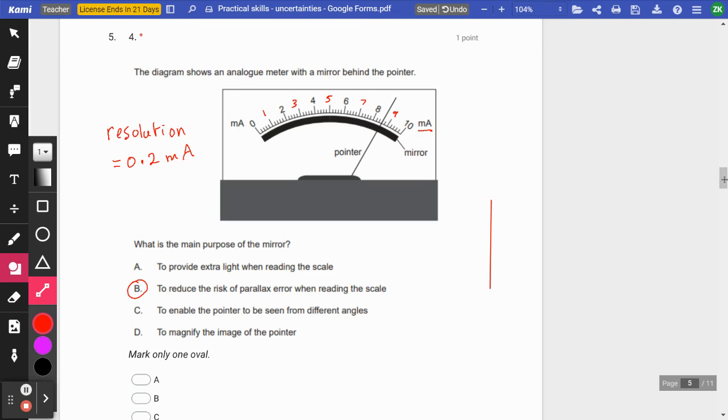Okay, so there's your mirror, let's say, behind the pointer. And when you look, you're looking in this direction, let's say. Sorry. Let's say you're looking from over here. Let me rub that out.